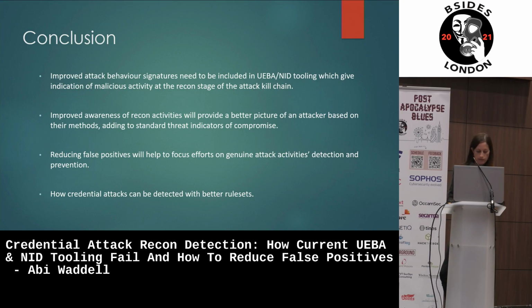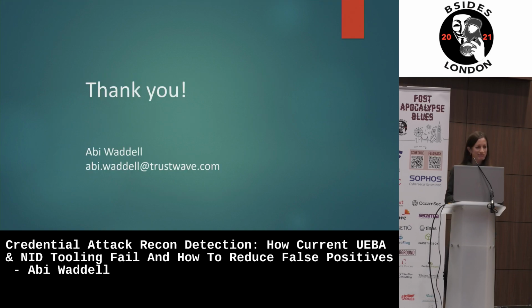So to conclude, improved attack behavior detection signatures need to be included in the network tooling, which give a high indication of malicious activity at the recon stage of the cyber attack kill chain. So an improved awareness of recon activities will provide a better picture of an attacker based on their methods, adding to standard threat indicators of compromise. And it goes without saying that reducing false positives will help focus efforts in a more productive way. And yeah, hopefully this has highlighted how credential attacks can be detected with better rule sets. Thank you for listening.